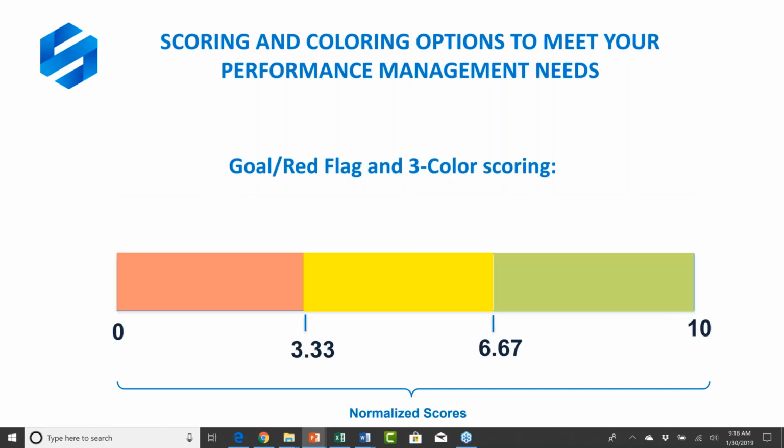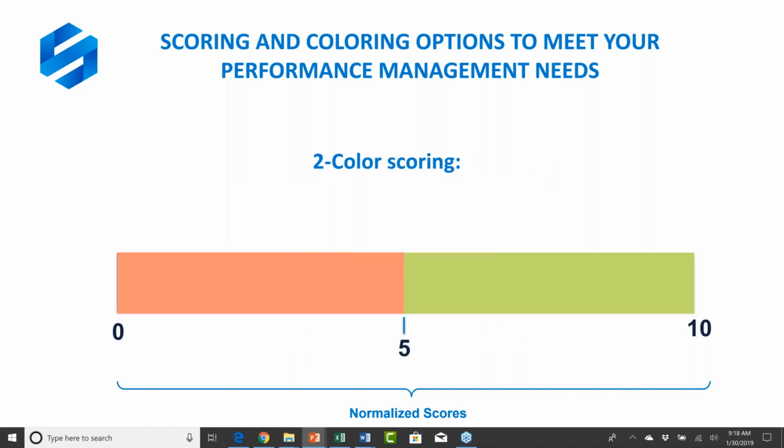Now, in terms of how you take that 0 to 10 spectrum, divide it up, color it, and present it to your QuickScore users, you've got, again, a lot of different choices. And what we'll do here is just give you a brief introduction to some of those different scoring types and coloring choices. The most commonly employed scoring type is goal and red flag, followed up quickly by the 3-color scoring. And obviously, in this case, all you're doing is taking your 0 to 10 spectrum of normalized scores, dividing it equally into thirds, and coloring them with the classic traffic lights coloring of red, yellow, and green.